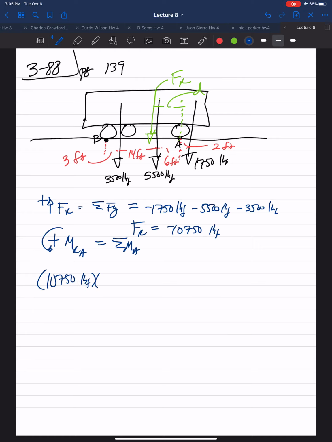So it's 10,750 pound force times the distance D, which we're trying to find from point A, right? It's equal to all the individual moments caused by the individual forces about point A. Well, the 1750 pound force is to the right of point A going down, so it's causing a clockwise or negative moment, right? So that's negative 1750 pound force times 2 feet. The 5,500 is positive because it's counterclockwise.